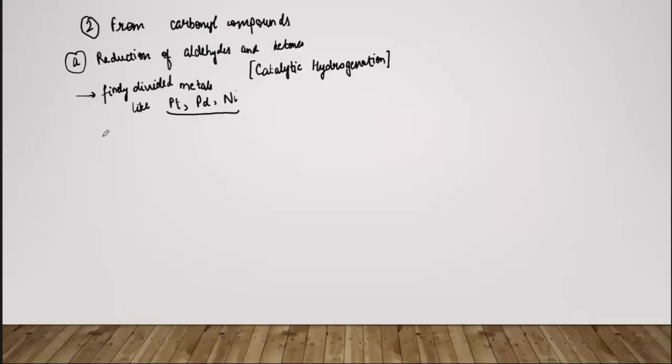So I am going to write down the reaction. General reaction. This is a general aldehyde. मतलब R can be any group, and this is CHO. So RCHO. And when you will react this with hydrogen in presence of any of these metals, then you will get the product as RCH2OH.